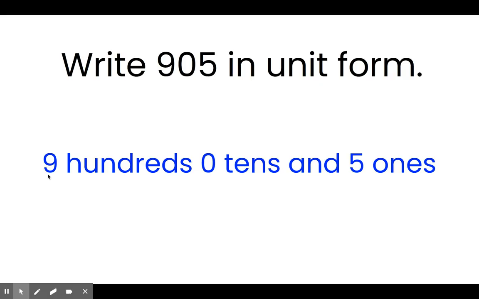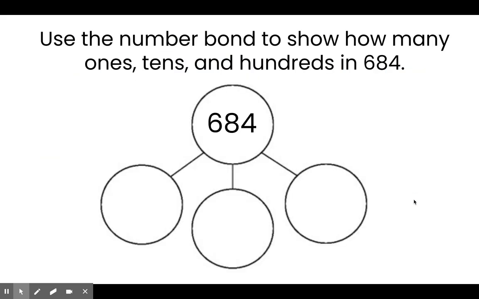If you had 9 hundreds, 0 tens, and 5 ones, you got it. This 5 represents 5 ones. We have that written here. This 0 represents the tens place value. There are 0 tens right now, but it's still important to hold that place. And this 9 represents 9 hundreds. 9 hundreds, 0 tens, and 5 ones. That's how we write 905 in unit form. Way to go! Last one. Wipe your whiteboard clean, and here we go.